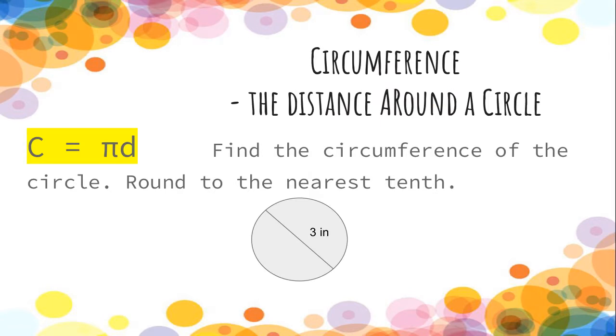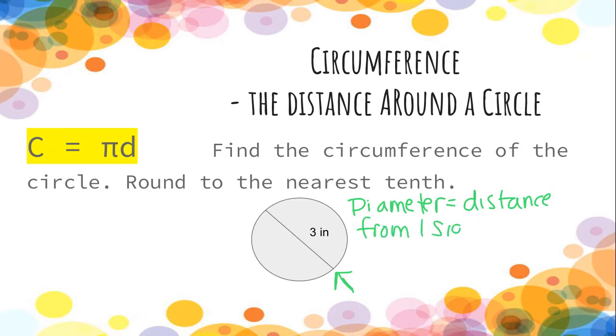All right, on your note page, you'll see that the first column has to do with definitions. And one of the first definitions that is on there is diameter. And actually, I've got a picture of a diameter right here. A diameter is the distance from one side of a circle to the other, passing through the center.